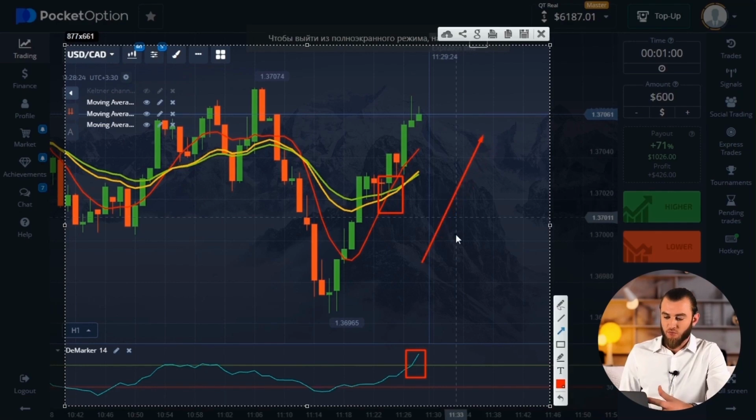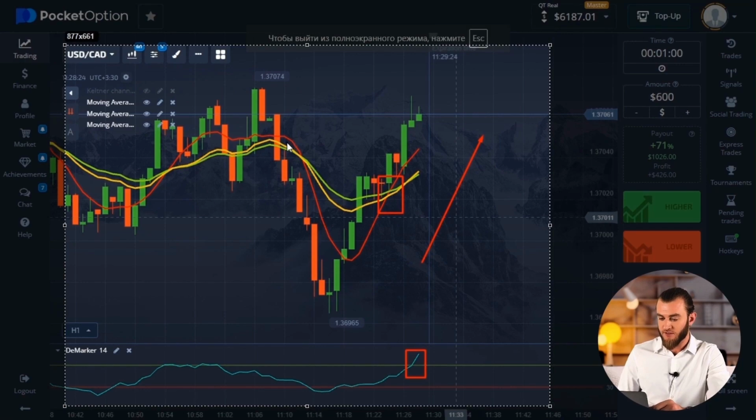In principle, the moving average system is very similar to the alligator indicator, which is already in the PocketOption arsenal. I previously made a review on it, and you can always check it out in my early videos to stay up to date with all the information I provided.